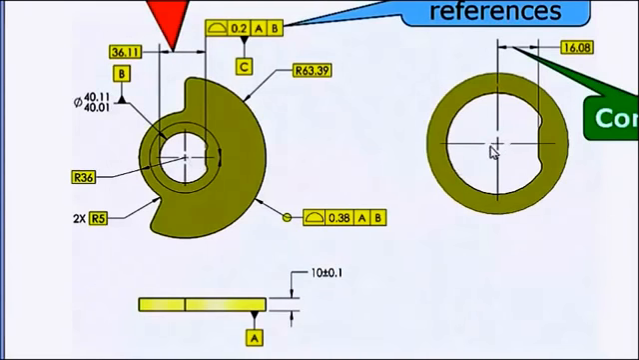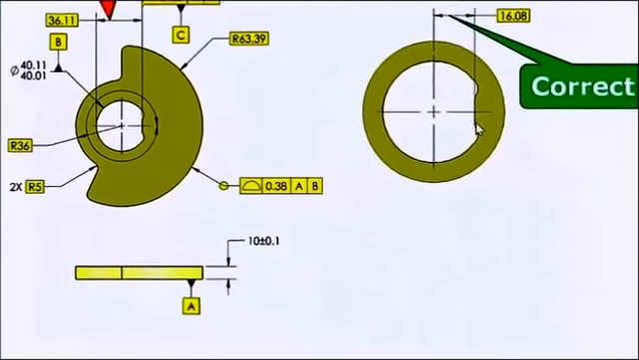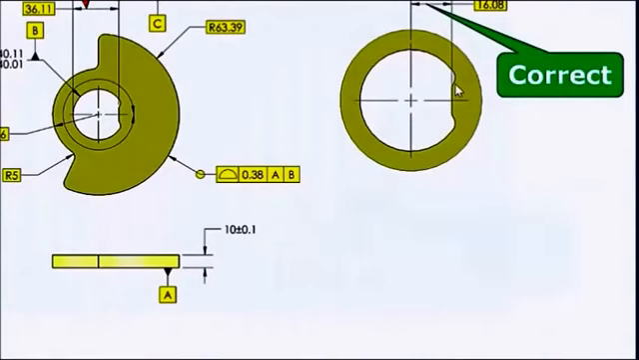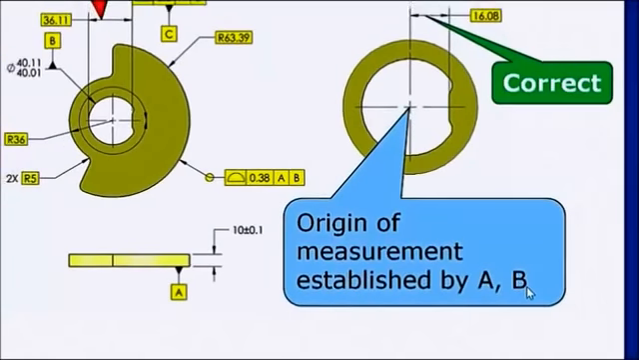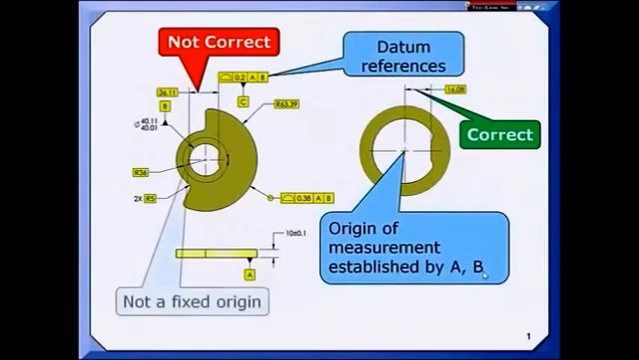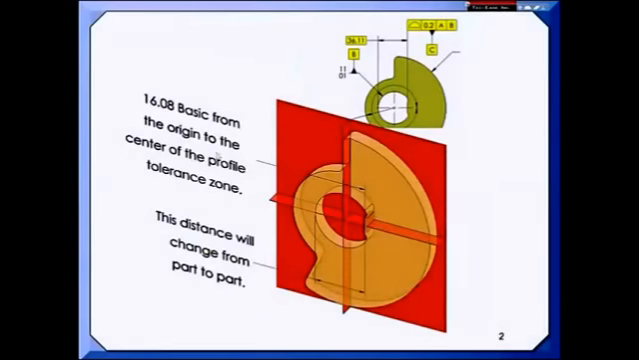So that would be this spot right here. That is a fixed spot that I can measure that basic from, and then see if this surface is in the profile tolerance. So there's my origin of measurement by the datums established by datum features A and B. This is not a fixed origin. Datum feature B could come in larger or smaller, and it's not fixed.